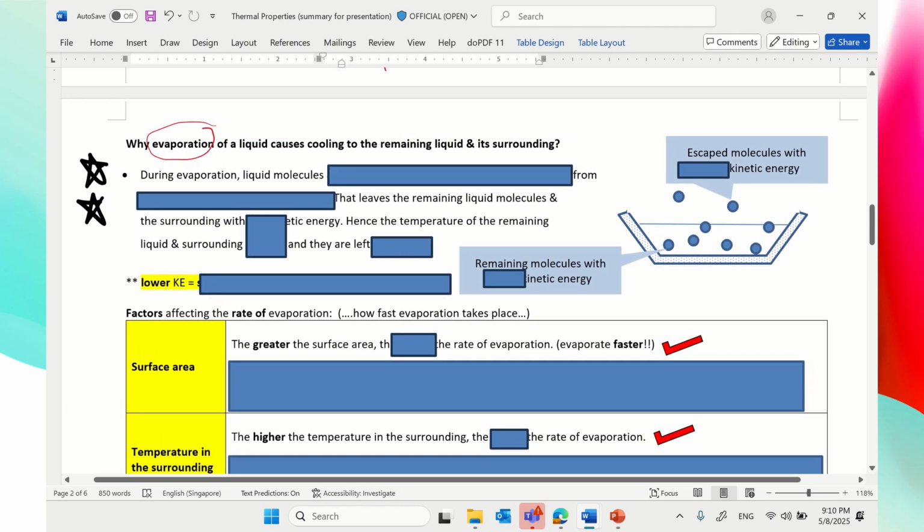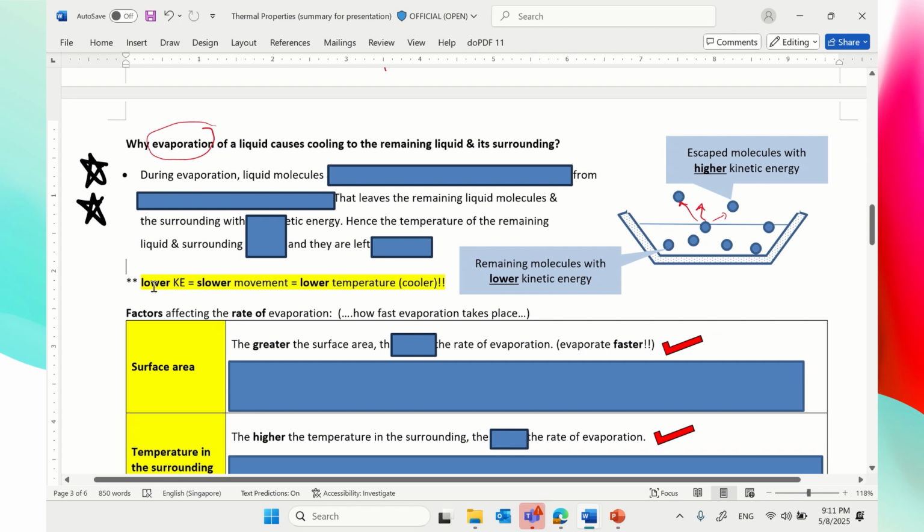Let's look at this picture here. For the molecules at the surface to escape, either to this or this, it must have absorbed kinetic energy. Escaping molecules have higher kinetic energy, because they have higher kinetic energy. That's why they are able to escape. That means those liquid molecules left behind in the bowl, we call them the remaining molecules, they would have lower kinetic energy. When they have lower kinetic energy, guess what happened?